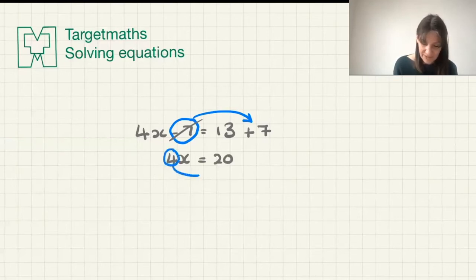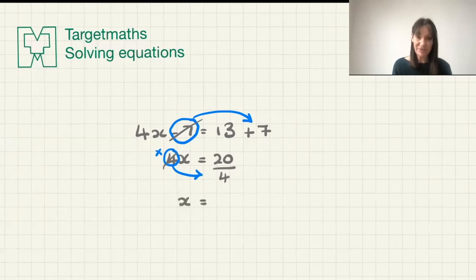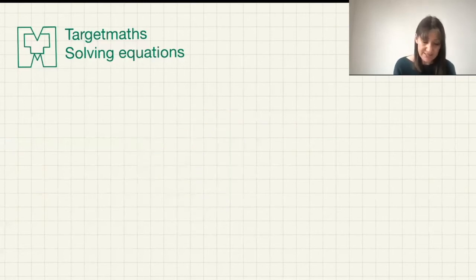4 is coming over here. Remember, it's times on that side. So it's going to land as divide by 4. 4 has gone, leaving x now on its own, which is what I want. So if x is on its own, I will know what it equals. How many 4s in 20? 5. And there you have it. So fingers crossed that went well. If you stayed with me just to watch and see it that second time, absolutely fine.